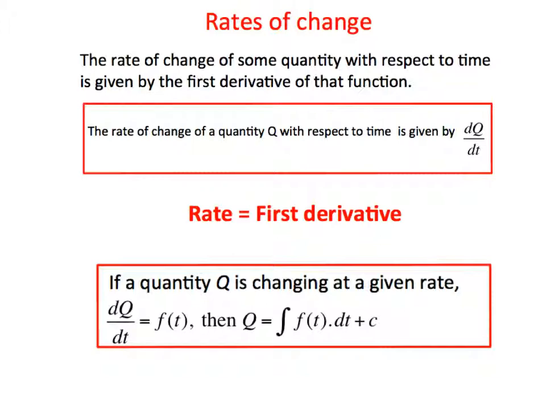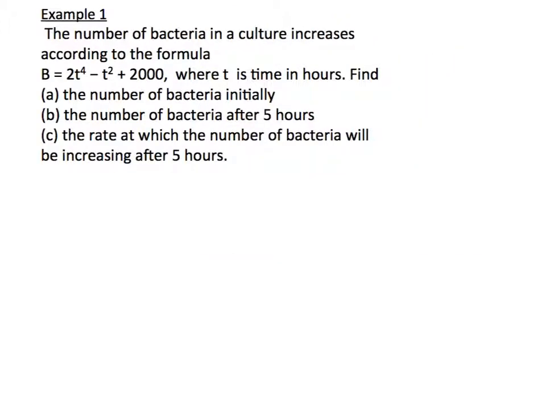Alternatively, if you are given the rate and you want to find an expression for the quantity q, then to go from the first derivative back to the original function, you need to integrate the expression for the first derivative, and then use some information in the question, possibly the initial conditions or whatever other information is given, to find that constant of integration. Let's have a look at an example here.